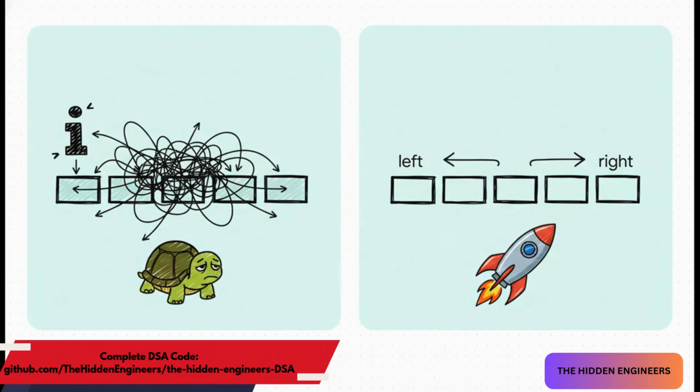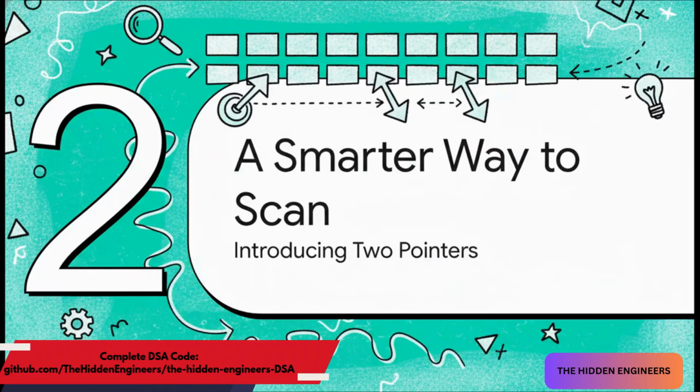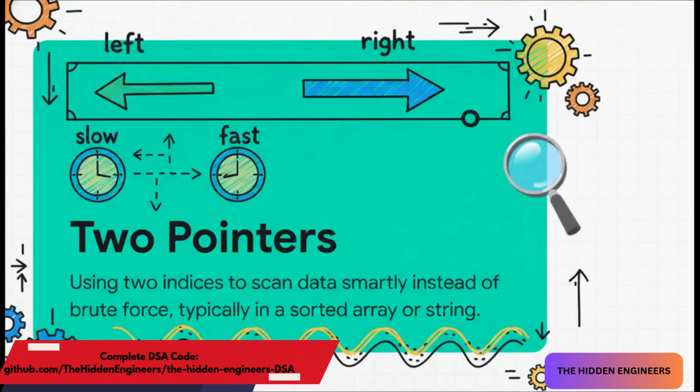But look at the right. That's the smart way. You've got a left pointer, a right pointer, and they just move intelligently. It's so much cleaner, so much more elegant, and believe me, it is way, way faster. And that brings us to the hero of today's story. It's time to leave that brute force path in the dust and talk about a much, much smarter way to get things done. So, what exactly is the two-pointers technique?